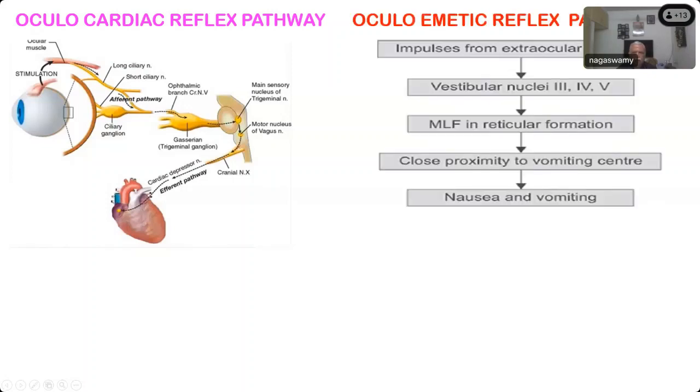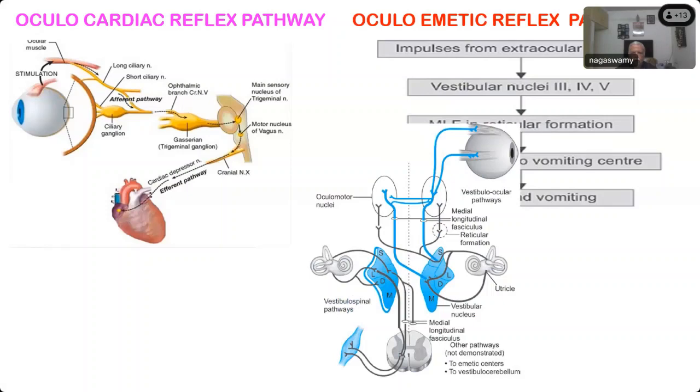And the oculoemetic reflex: impulses from the extraocular muscles go to the vestibular nuclei and reticular formation, then, in close proximity to the vomiting center, cause nausea and vomiting. So this picture will tell you about the stimulus arising from the extraocular muscle going to the medial longitudinal fasciculus and reticular formation, then going to all these structures and then causing this particular problem.